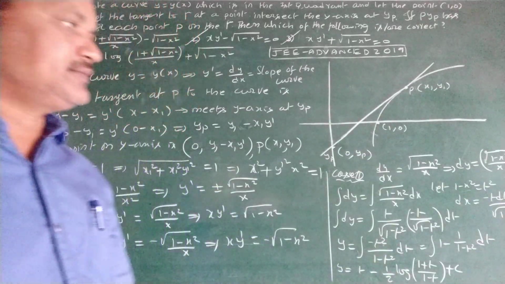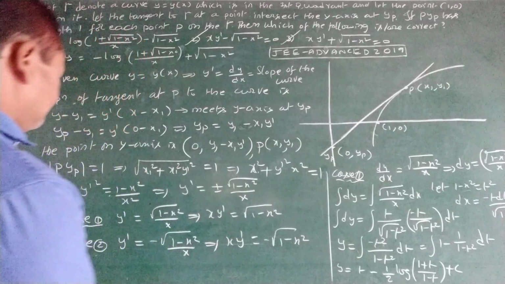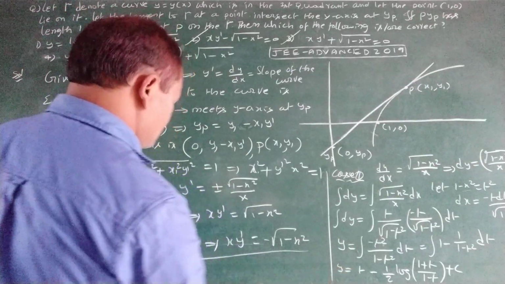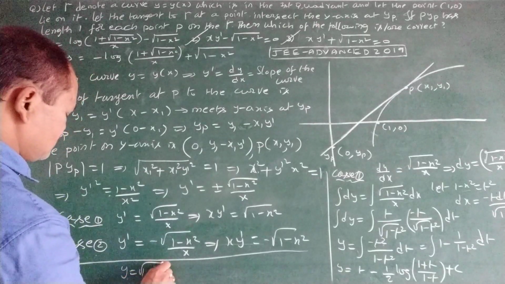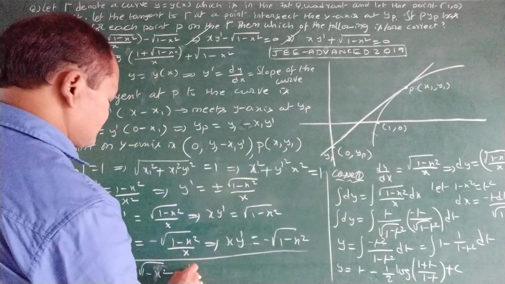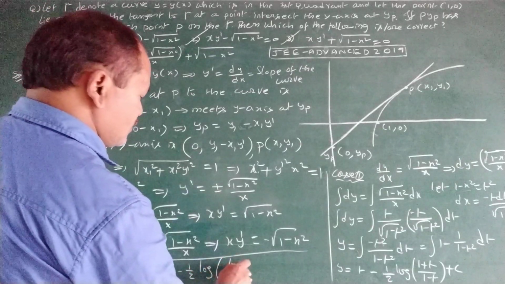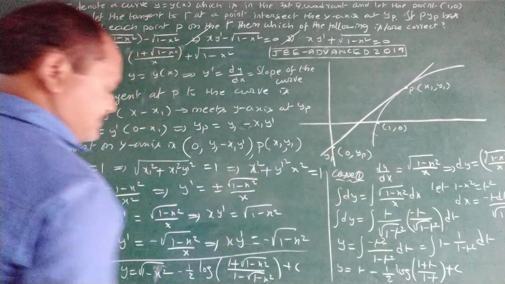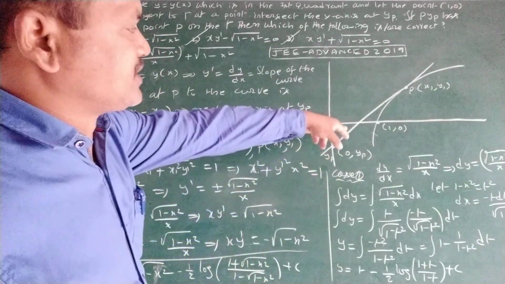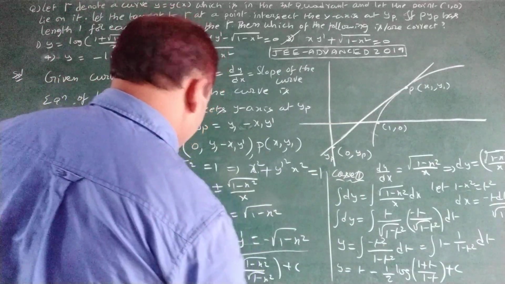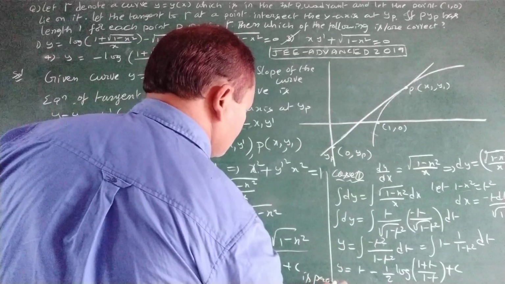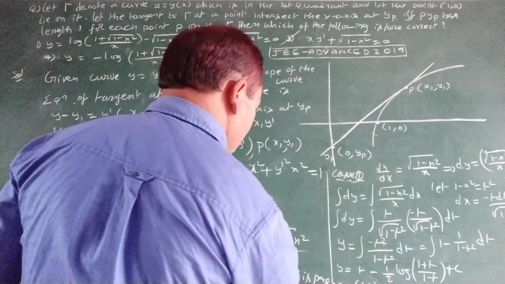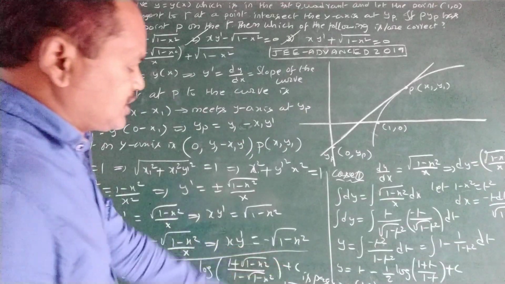So according to the integration formula, from this y is equal to root 1 minus x square minus 1 by 2 log 1 plus root 1 minus x square by 1 minus root 1 minus x square plus c. Since the curve passes through 1 comma 0, we substitute 0, 0, then c is equal to 0.